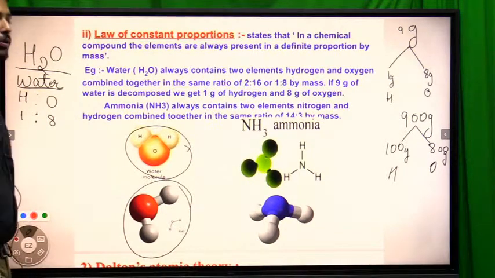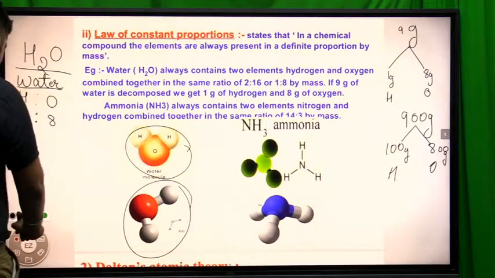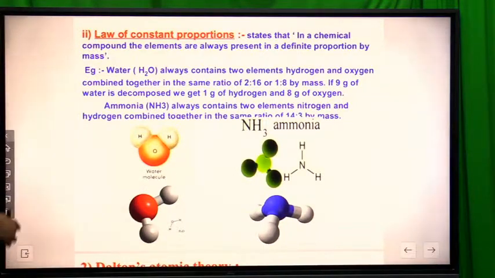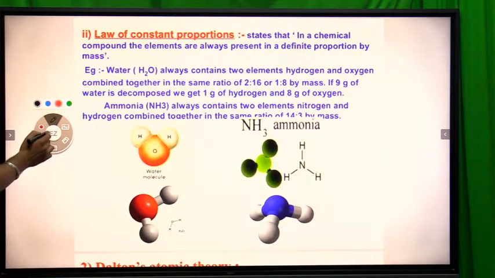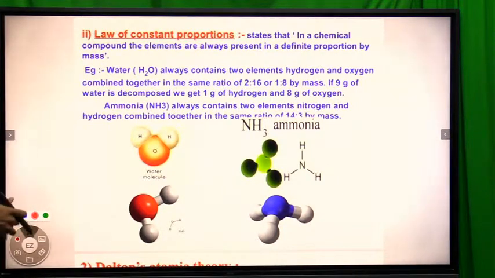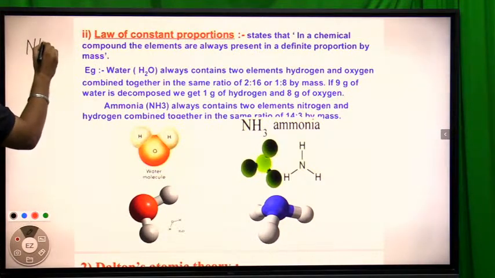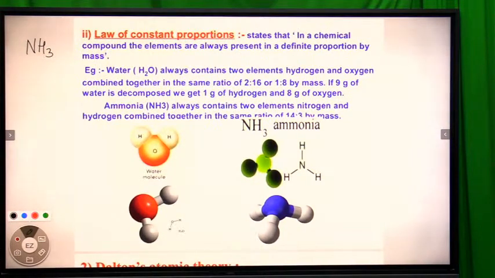Now NH3, ammonia. In ammonia, the nitrogen and hydrogen are combined in the ratio 14:3. This is the ratio of nitrogen and hydrogen in ammonia. So this ratio will always remain same.